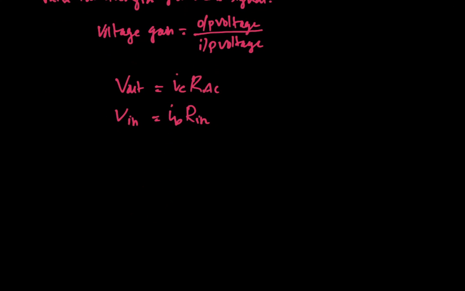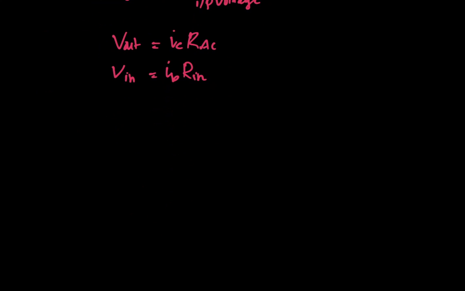So from these two equations we can obtain the expression for the voltage gain. The voltage gain, usually denoted by the letter AV, is equal to V out, that is IC into RAC, divided by IB into R in, which is equal to IC by IB, that is beta, the current amplification factor, into RAC divided by R in, the output resistance divided by the input resistance.